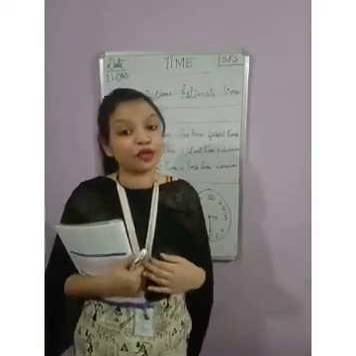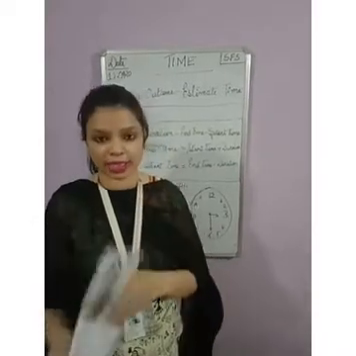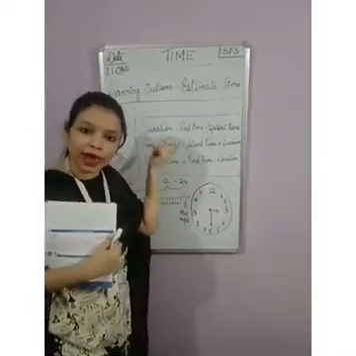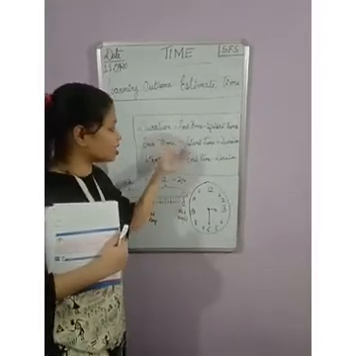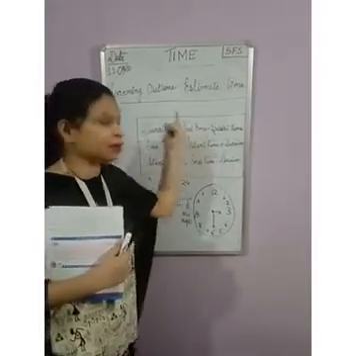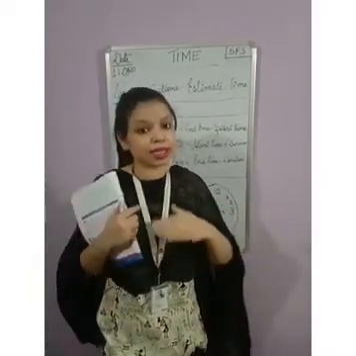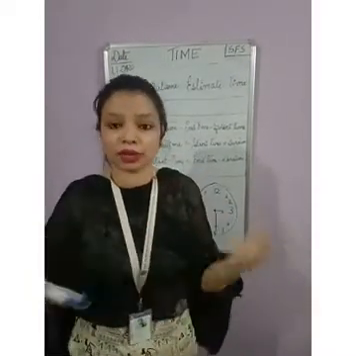Okay children, for that we have to know three things here. The first is the duration. To find the duration of an event, we have to know the end time and start time. Now what do you mean by duration? Duration means the time spent on a particular event.